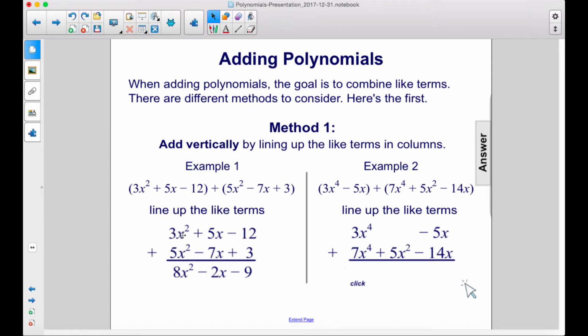But so we have 3x squared plus 5x squared gives you 8x squared. 5x plus negative 7x gives you negative 2x. And then negative 12 plus 3 gives you negative 9.